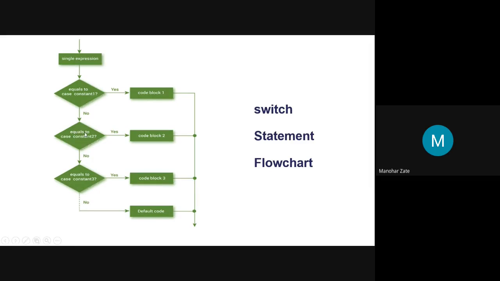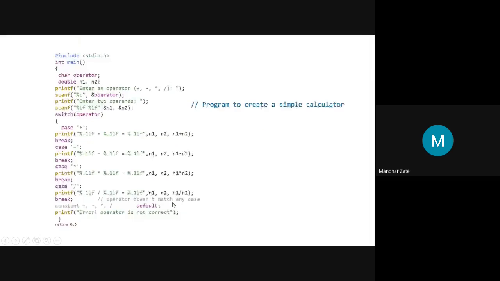Again, if it does not match this, it will try the next. If the constant 3 is matched, this code will be executed and the rest are not considered. If none of these constants match your input, then it automatically goes to the default code. This is a simple flow chart.